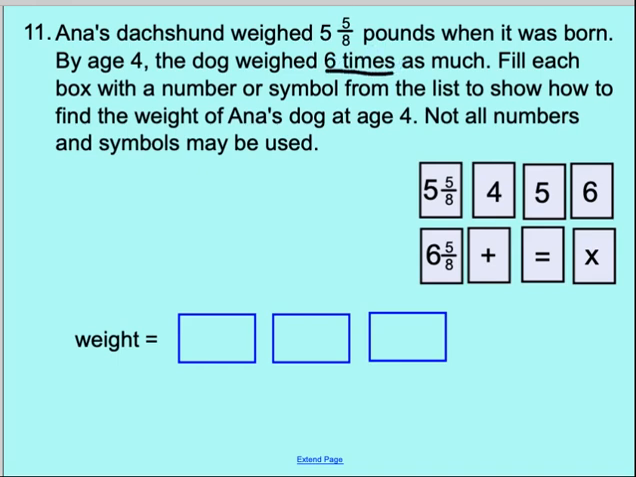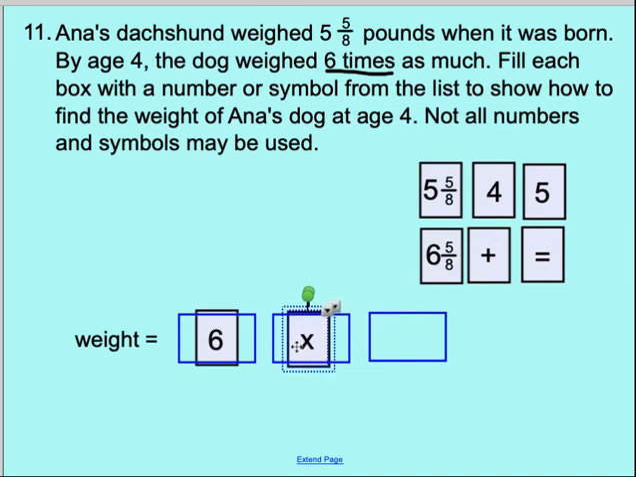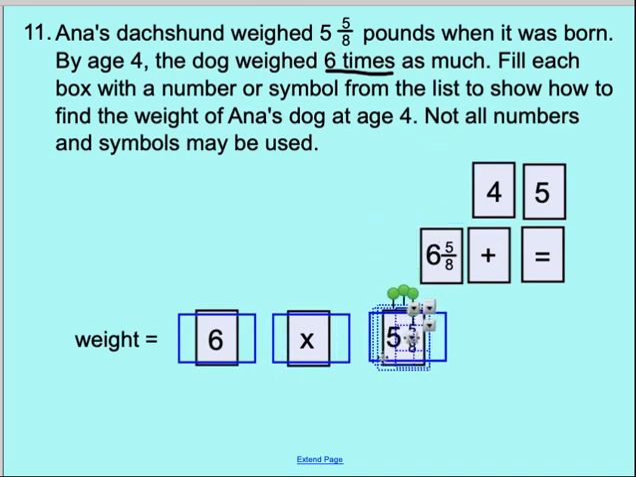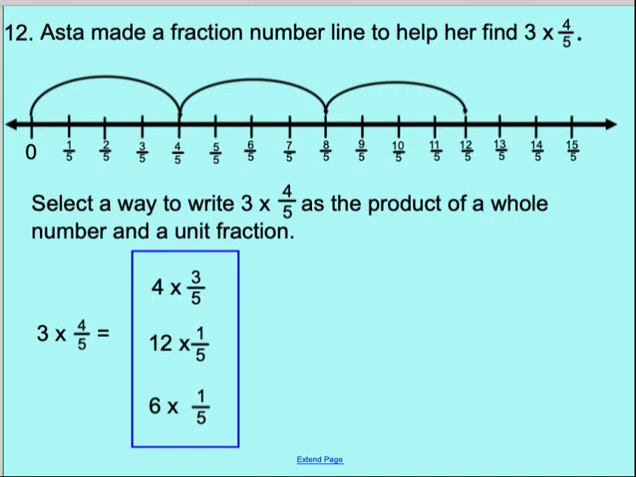And then by age 4, it weighed 6 times as much. So I hear 6 times, so that must be one of the ones I'm going to choose. So I'm thinking I'm going to choose 6 times, because I heard it. Did you hear it? By age 4, the dog weighed 6 times as much as this, 5 5/8, right? So we'll just take this, put it over there. All right. That's all we have to do for that one. We don't even have to solve it. Number 12.